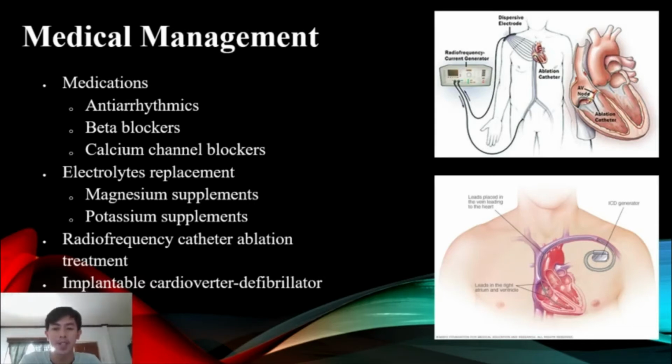This procedure is a way to destroy the area of the heart tissue that is causing the irregular contraction characteristic of PVCs using radiofrequency energy. An implantable cardioverter defibrillator may also be given to a patient with PVC. Lifestyle modifications are recommended for the patient.